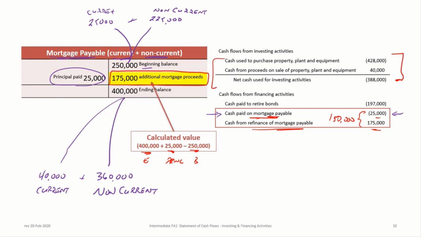And guess what? That's the same idea up here in the investing section. I didn't mention it earlier, but I am now. Even though we have net cash related to property, plant, and equipment of $388,000, that's comprised of two separate transactions. We must disclose separately cash used to purchase and then any cash from sale of property, plant, and equipment. And if there are different types of transactions, we could have cash to purchase land and then cash from the sale of land, and then cash to purchase equipment and cash from the sale of the equipment. All of those would have to be disclosed separately in this section.